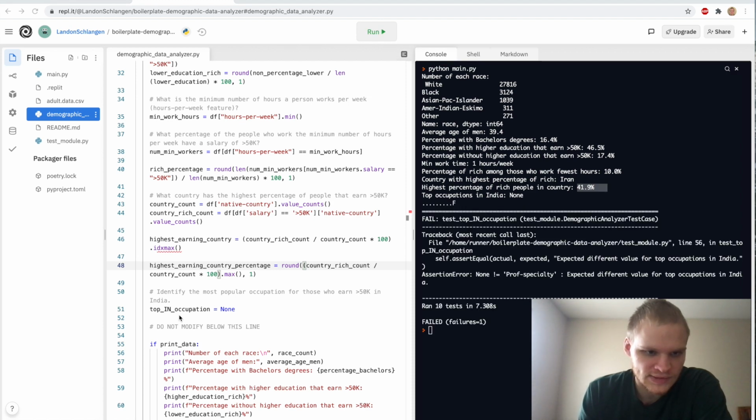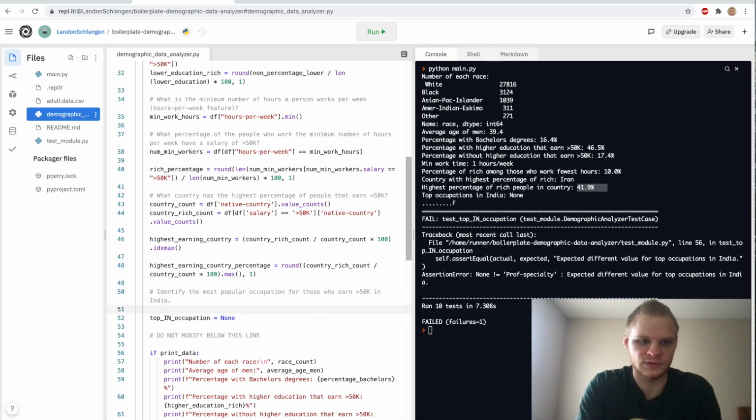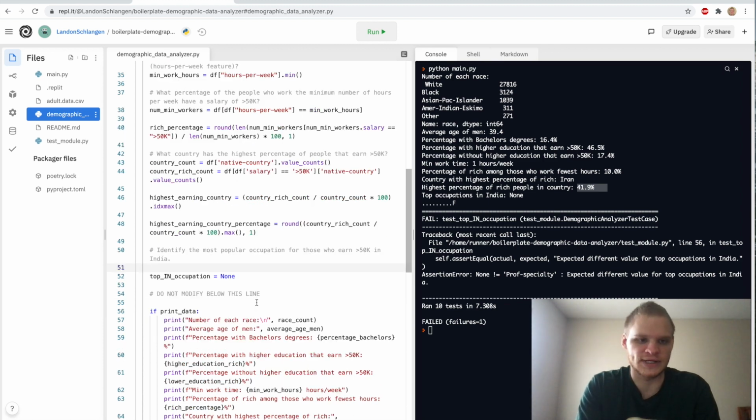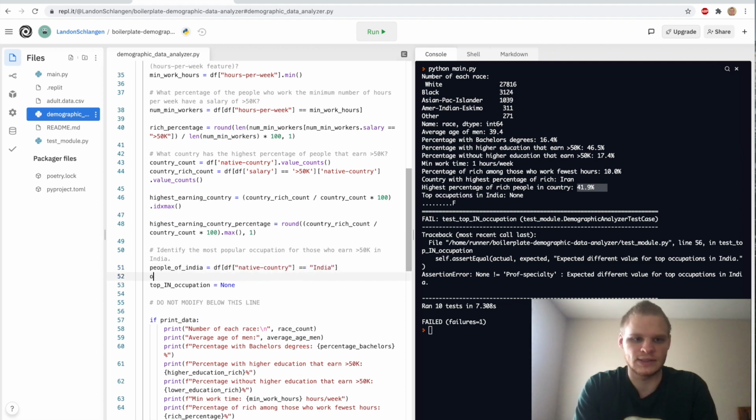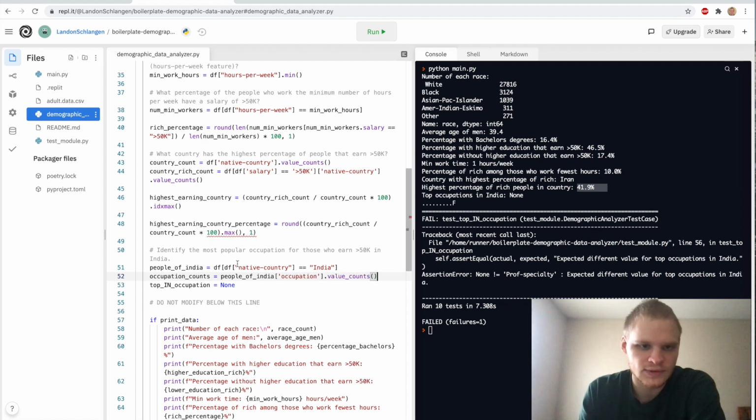Last thing we need is top occupation in India. So this one's not too bad. First of all, we have to find the total amount of people in India, or just find the people of India. So we'll go people of India equals data frame, and we grab the native country series. This equals India, like so. And then we have to find the occupation counts. So we'll go people of India, we'll grab this data frame, and we'll select the occupation and find the value counts. So this is a way to find the most popular occupation.